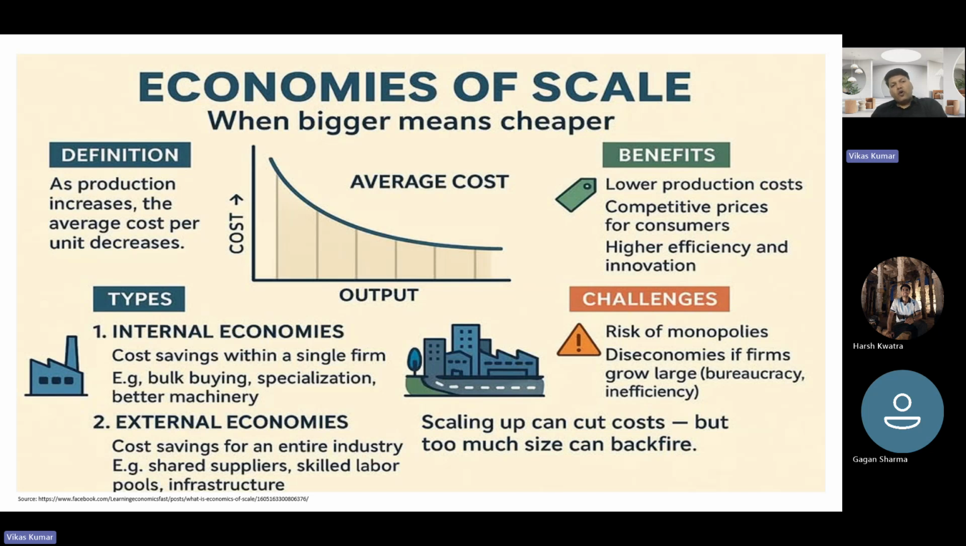So what is the benefit of economy of scale? Average cost will come down, lower production cost, competitive prices for the consumers, and higher efficiency and innovation. Sometimes this leads to the risk of monopolies also. In case of Google or these companies, they are kind of controlling the market.